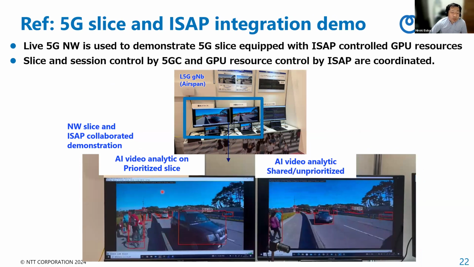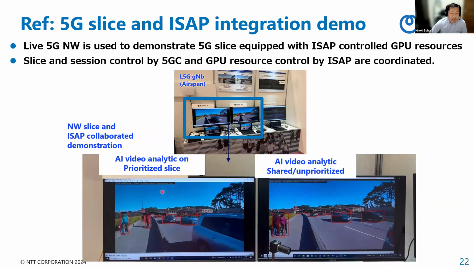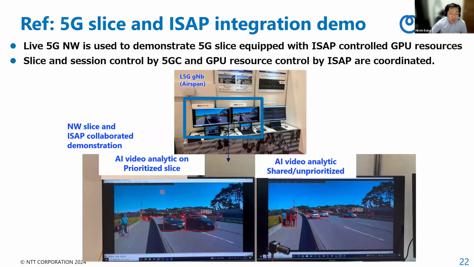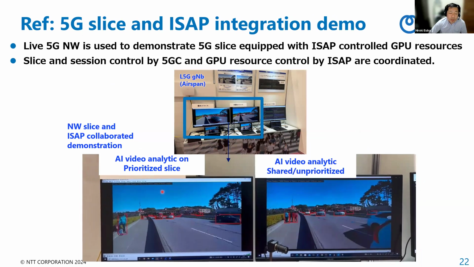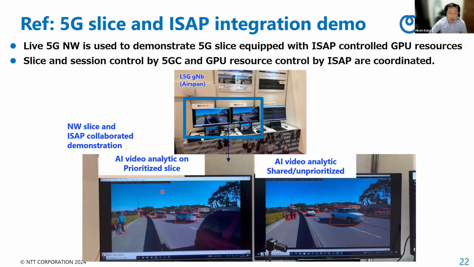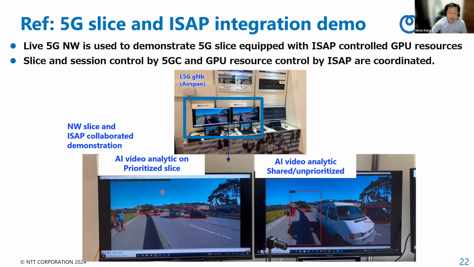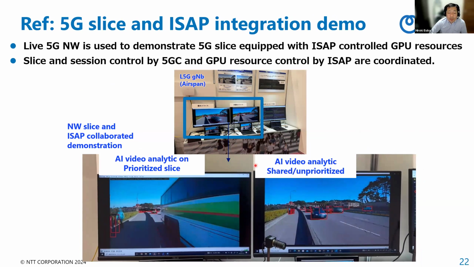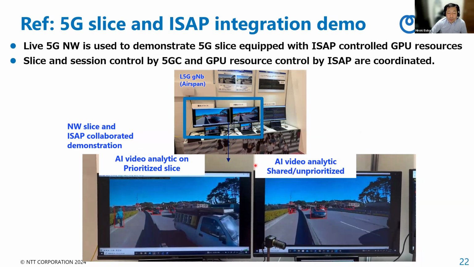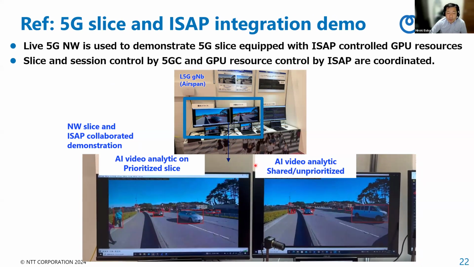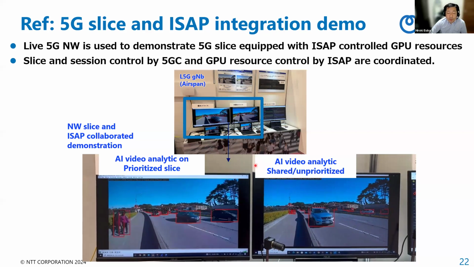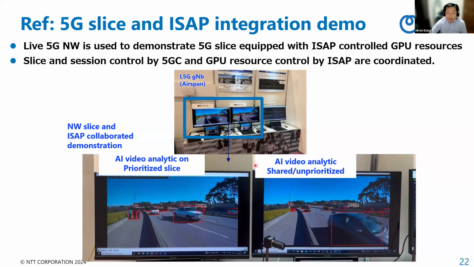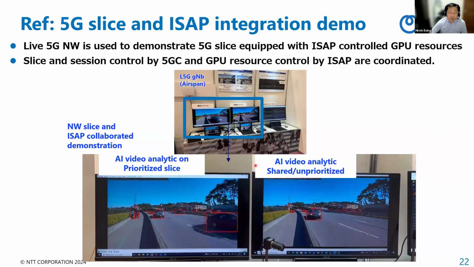As you can see here on the left-hand side, AI video analytics on the prioritized slice works very smoothly because the network QoS and the application resources are allocated for this slice. But on the right-hand side, AI video analytics does not work well and stops and starts frequently. This is because the network resource and application computing resource are not dedicated, they are shared. So that's the difference between those two.